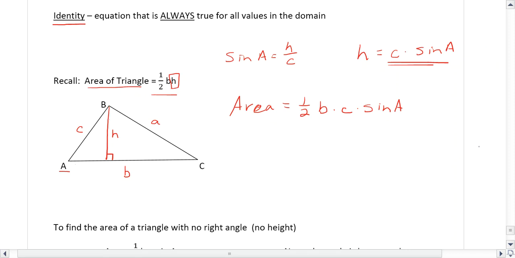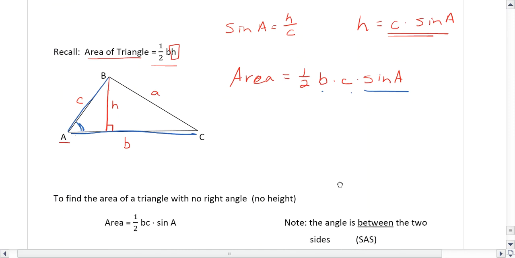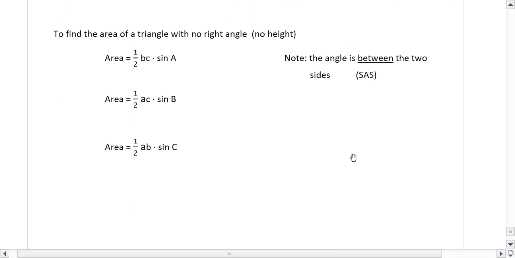It is very important for you to notice that when using this formula, we have the sine of angle A, so here's angle A, and the other two sides, B and C, are the two sides that make up the angle. There's C and there's B. So when you use this formula, please note that the angle that you're using is in between the two sides. And that's what I noted right here. This is very, very important, that the angle is in between the two sides.